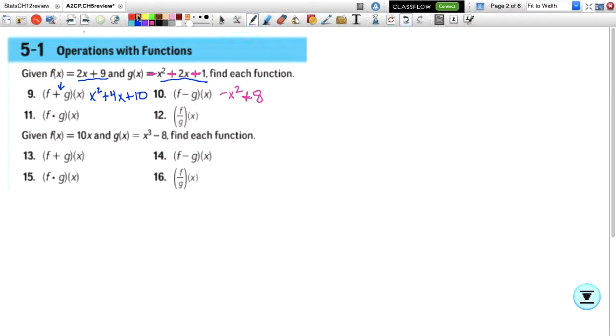Now the multiplying takes a little bit more time. When I do f times g of x, I'm going to start off by writing my f function. So I'm going to do it over here in orange, 2x plus 9. And I'm going to times it by, because that's what the closed dot here means, my g of x function. And my g of x function is x squared plus 2x plus 1. And I know you might get confused a little bit because I had written over it in pink before. Let's just erase that off.